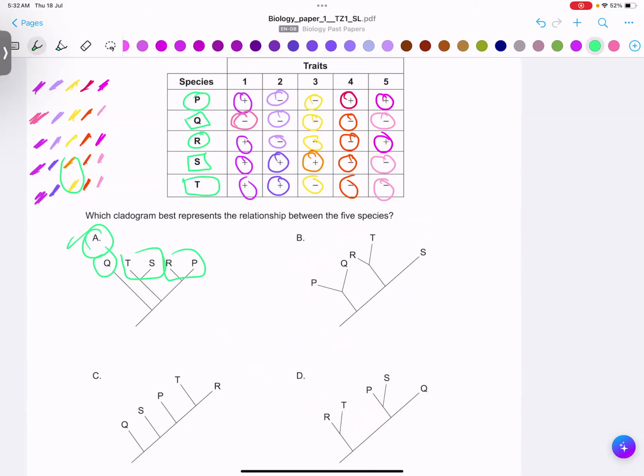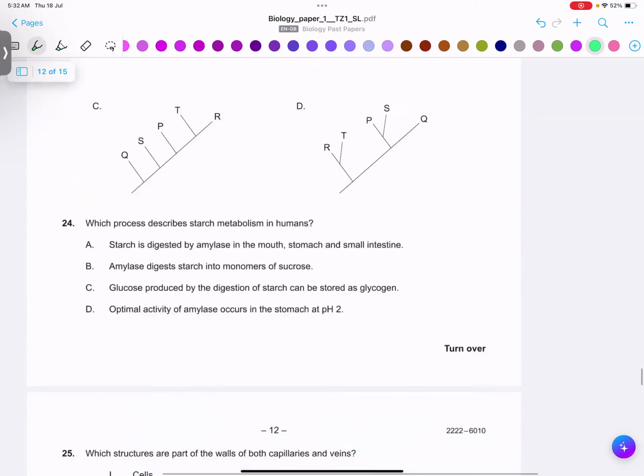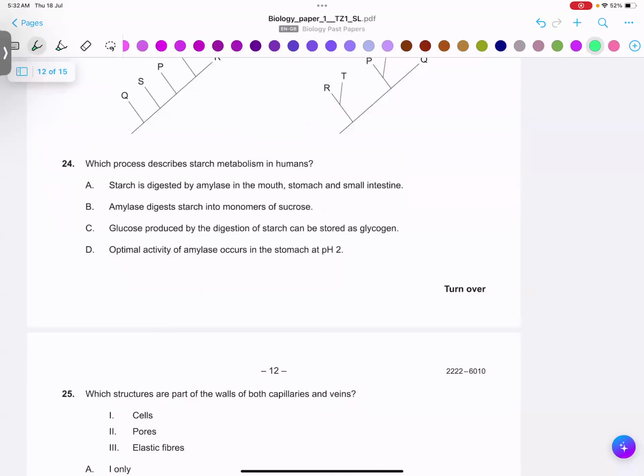Okay, this was a bit time consuming. Now, which process describes starch in human metabolism? The first option: starch is digested by amylase in the mouth. This is true, the statement is correct. Stomach and small intestine: it is not digested in the stomach because the stomach has an acidic pH, so it does not digest starch.